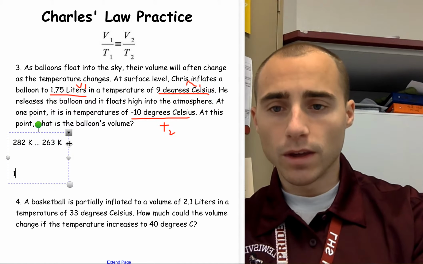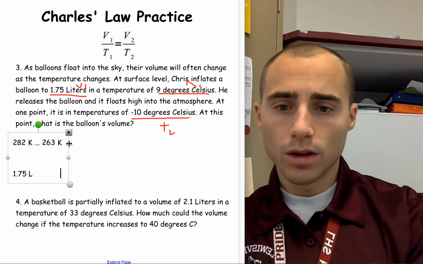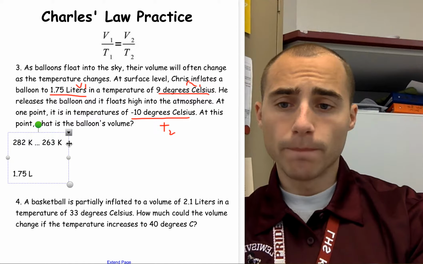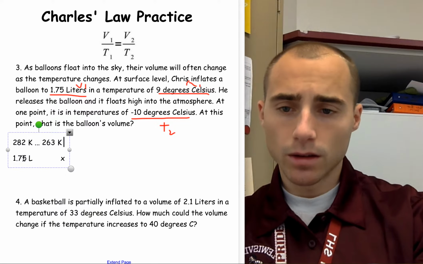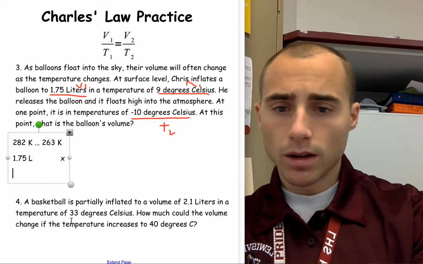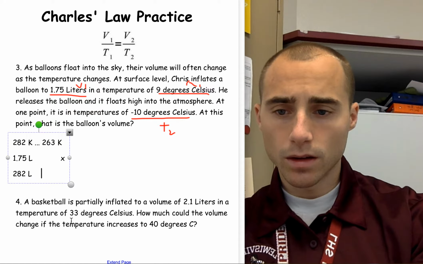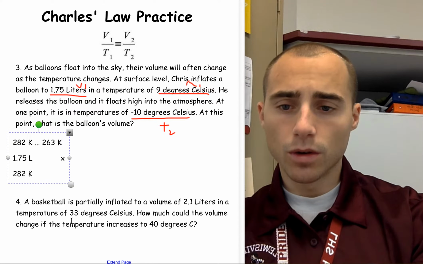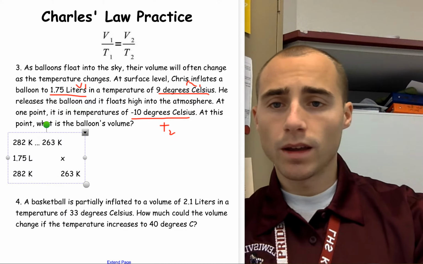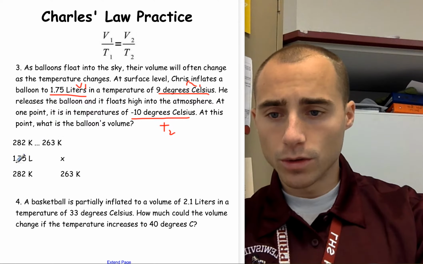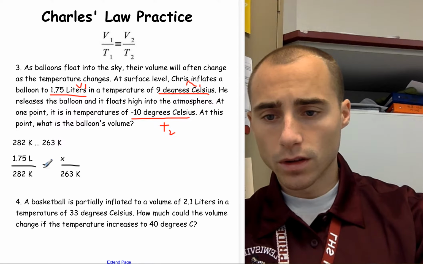So your V1 was 1.75 liters. You did not know your V2, so that's just going to be X. And then your T1 was 282 K. And then your T2 is 263 K. And then you just set up your proportion and you solve. So there equals like that.